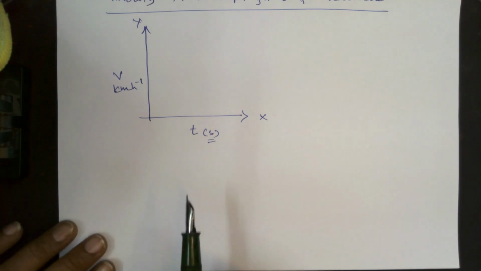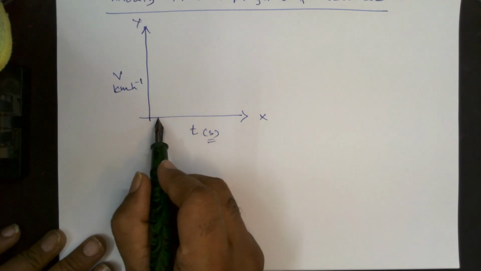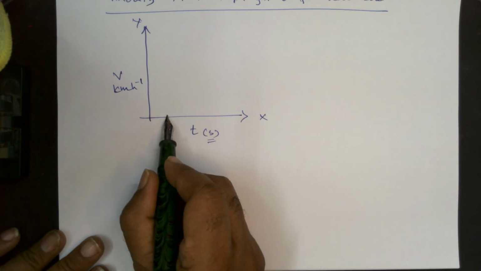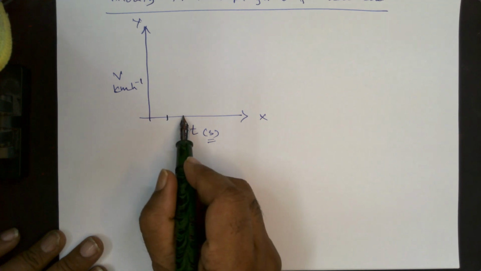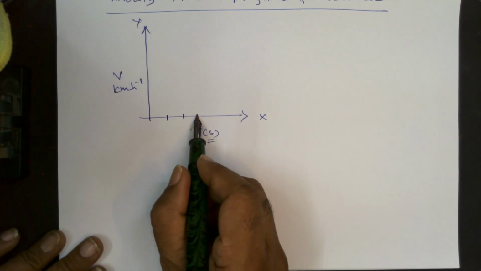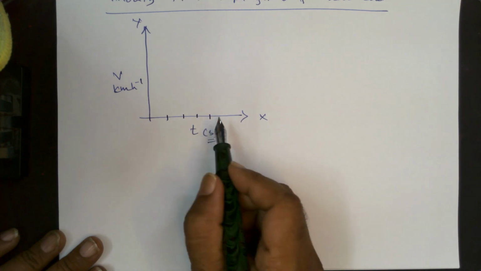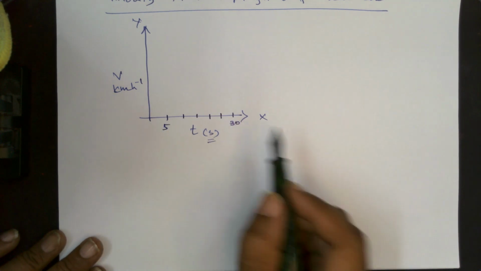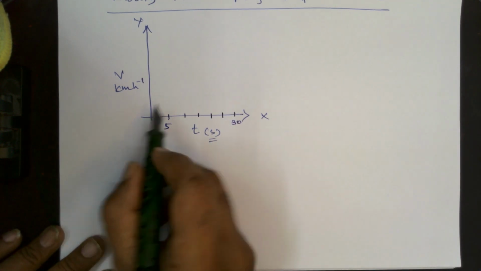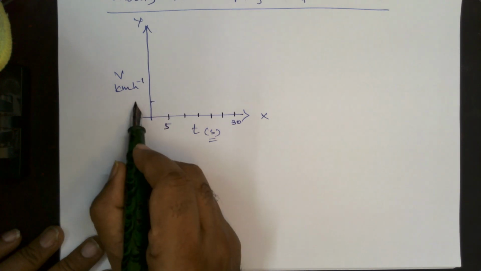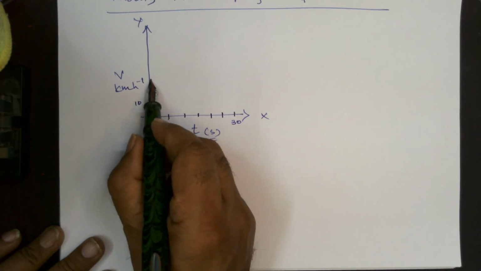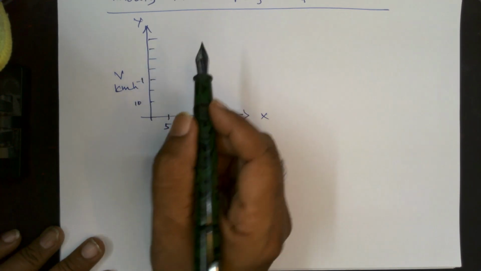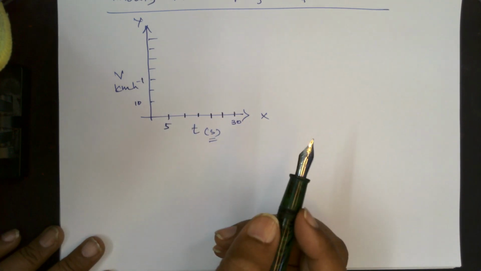Now, let me say that here you have time in seconds: 5 seconds, 10 seconds, 15 seconds, 20 seconds, 25 seconds, 30 seconds. Okay, and let us measure the kilometer here: 10 meter, 20, 30, 40, 50, 60, 70. Okay.